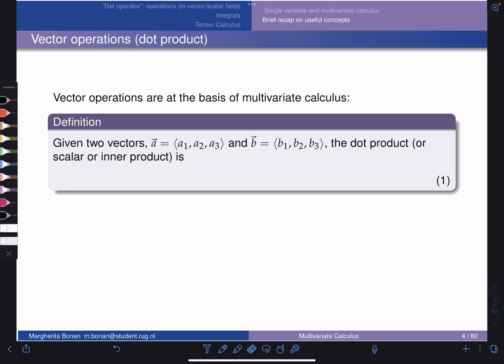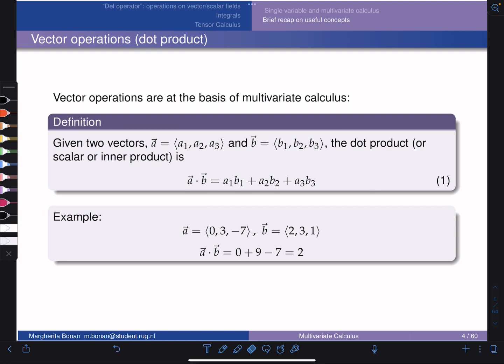We will now see some of the vector operations. The first one that we're going to analyze is the dot product. Given two vectors, A made of A1, A2, A3, and B made of B1, B2, B3, the dot product is given by this formula: A dot B is equal to A1 B1 plus A2 B2 plus A3 B3.